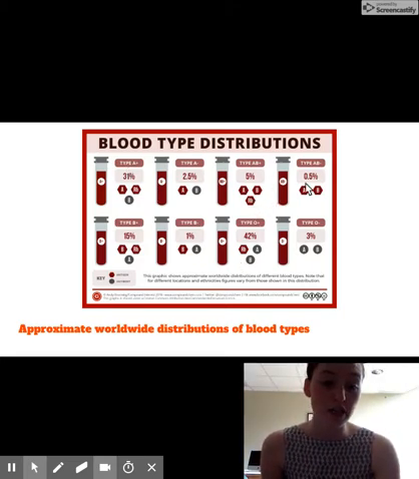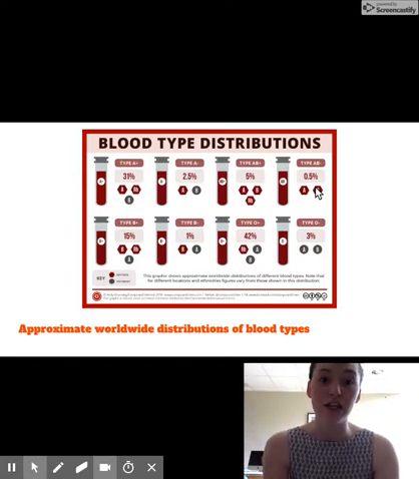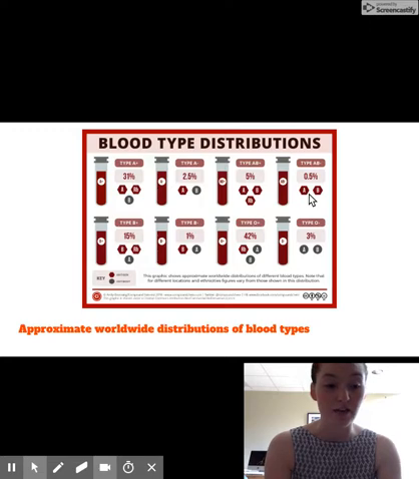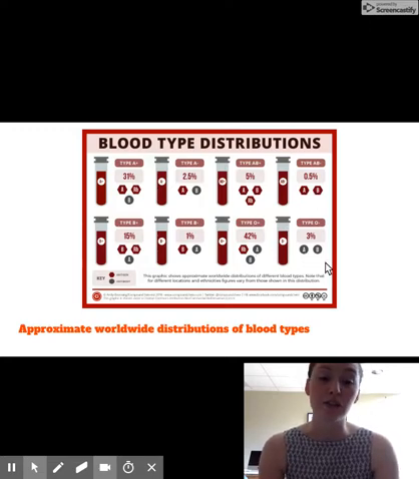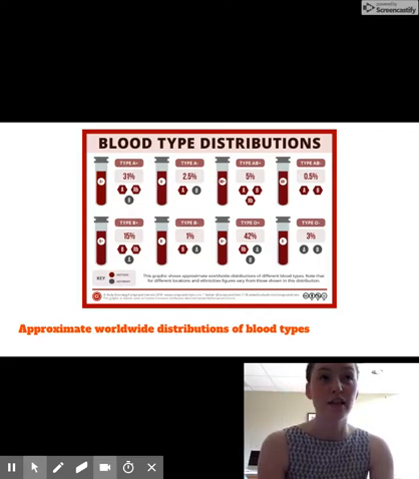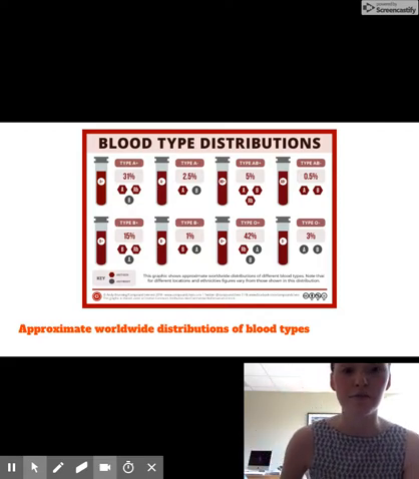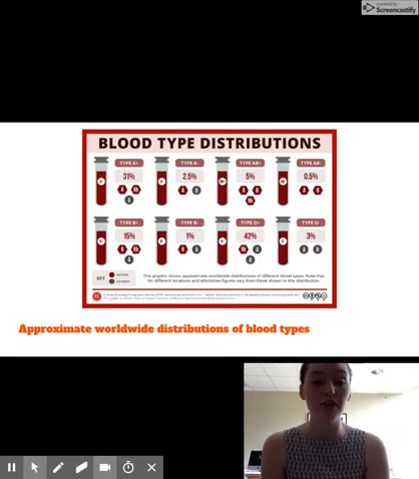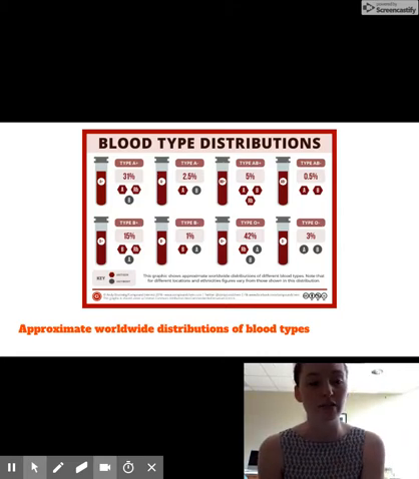Positives in general tend to be more common than the negatives of that same type. So AB positive is more common than AB negative. O positive is more common than O negative. Negative is a recessive genetic pattern. So it makes sense that in many cases, positive is more common than negative, though that's not always the case with recessive and dominant genetics.